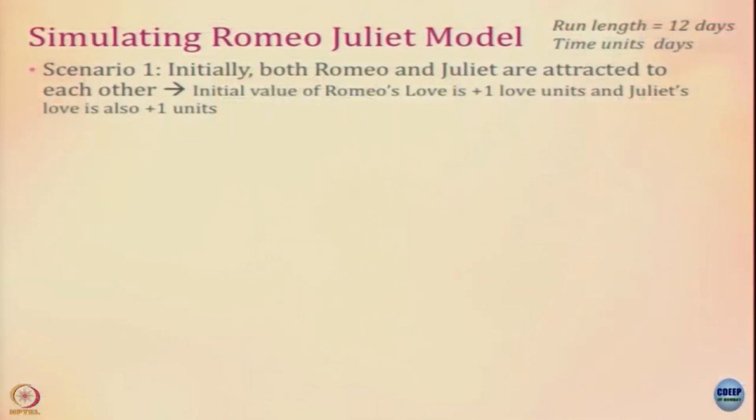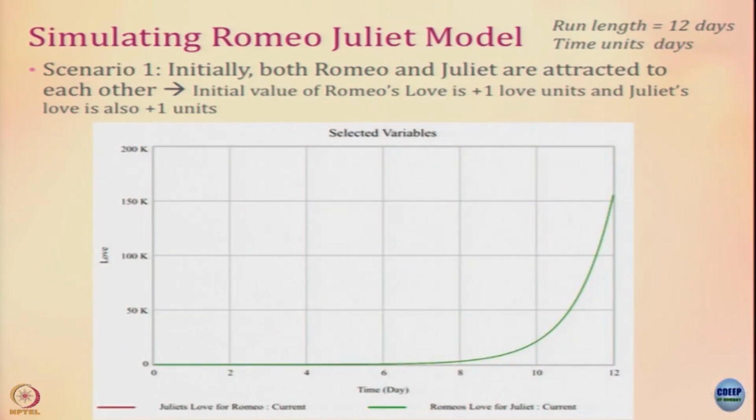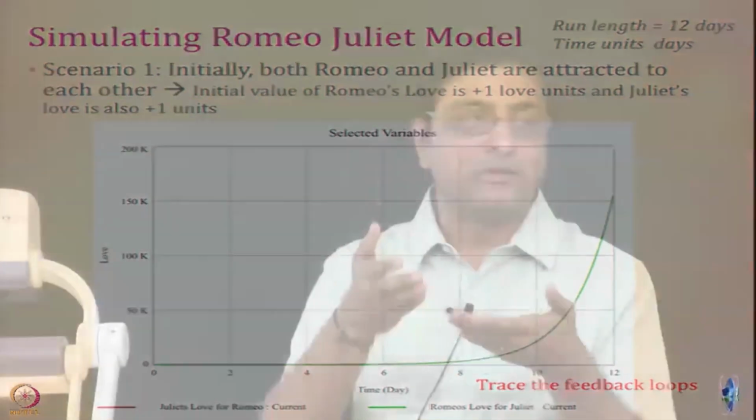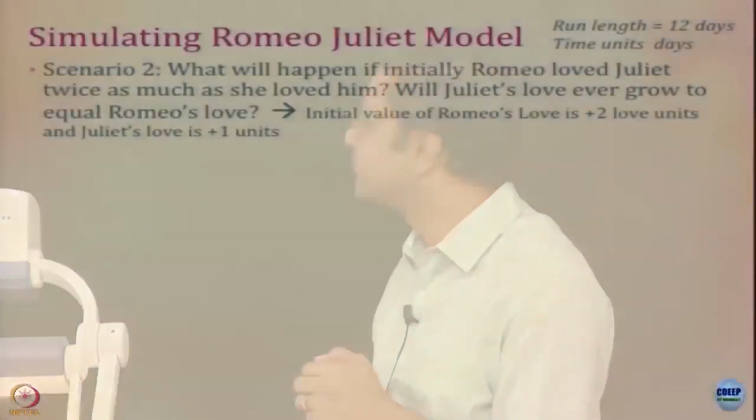Let us take this case as we just saw. Initially both Romeo and Juliet are attracted to each other. So, we just do that by setting the initial value of Romeo's love to +1, and Juliet's love is also +1 units initially. And we have seen this exact same behavior, exponential growth, and we trace the feedback. So, both have to be positive feedback loops, because the reaction is positive. So, whatever amount of love units you have, you are just multiplying it by +1. So, direction of change is still positive.